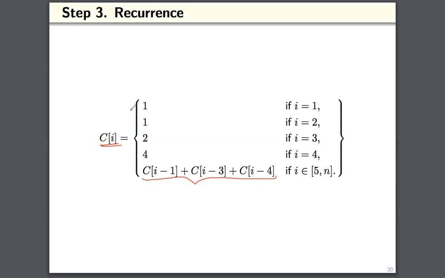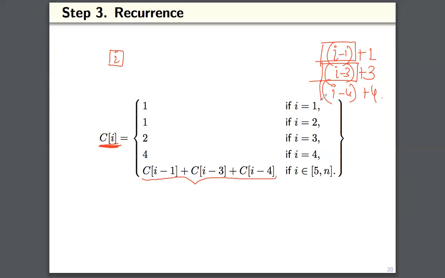Okay, so you can always use examples if you want. Or maybe you can also think about directly attacking it. Suppose you're finding I cents. Either you can do I minus 1 plus a 1 cent coin, or I minus 3 plus a 3 cent coin, or I minus 4 plus a 4 cent coin. So this is the number of ways to compute this recursively, right?